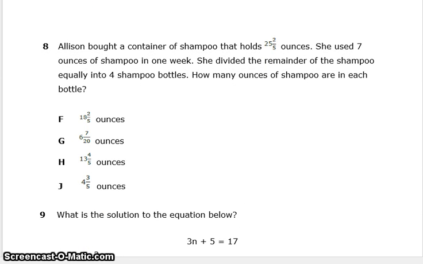Question 8. Allison bought a container of shampoo that holds 25 2/5 ounces. She used 7 ounces of shampoo in 1 week. She divided the remaining shampoo equally into 4 bottles. How many ounces of shampoo are in each bottle?